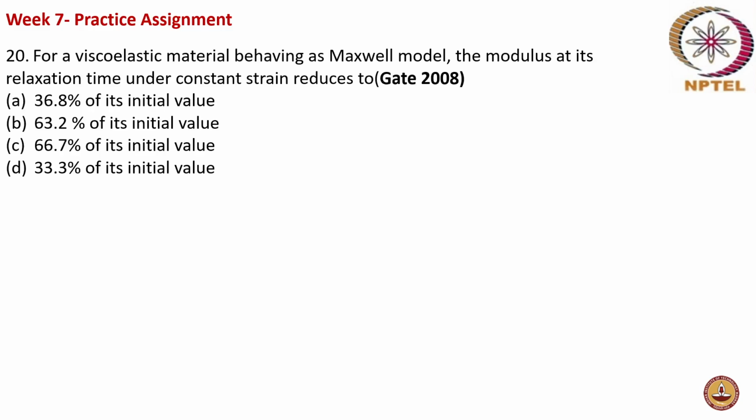For a viscoelastic material behaving as a Maxwell model, the modulus at its relaxation time under constant strain reduces to: does it reduce to 36.8% of its initial value, or 63.2% of its initial value, or 66.7% of its initial value, or does it decrease to 33.3% of its initial value? So this is again a GATE question, GATE 2008.